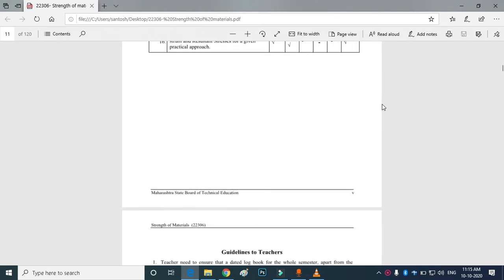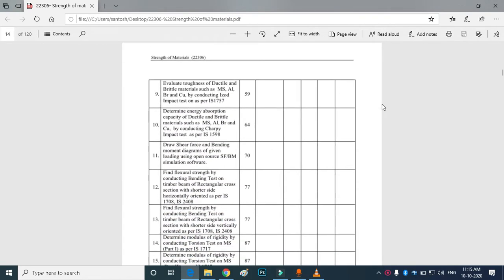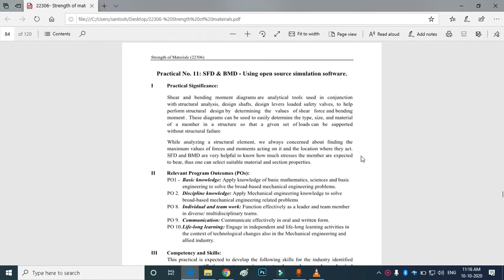So when you again scroll it down, you will get the page number over here. The page number for the 11th practical is page number 70. So on page number 70 you will find this particular practical. When we move to that particular page, we will get the practical number 11. So what does this practical talk about? The title of this practical is SFD and BMD using open source simulation software.